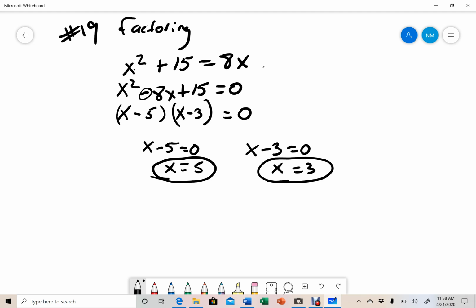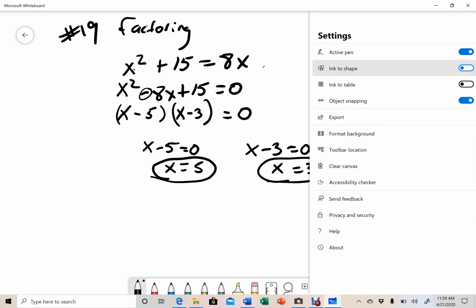So number 19, we're going to solve by factoring, all right? First, put it in the standard form, and then you can break that down into two sets of parentheses and solve. Again, this is not the exact problem that's on the test, okay? This is just one that's similar to it so we can see how to work through it, all right? So that is number 19. My answers being x equals 5 and x equals 3.